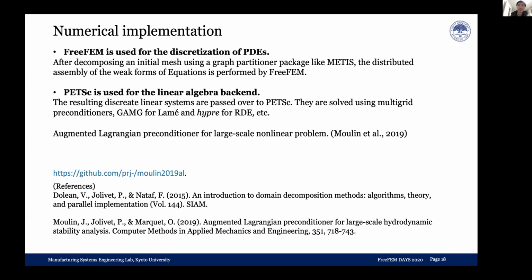They are solved using the multigrid preconditioners. For example, we use GAMG for solving elasticity and Hypre for solving the reaction diffusion equations. And for solving the large-scale nonlinear problem, such as Navier-Stokes, we are using the augmented Lagrangian preconditioner, which was proposed by Dr. Mullin in 2019. And this preconditioner is scalable to a problem size of up to 75 million unknowns on a supercomputer with 2,000 processes. And also it is an open source preconditioner available to the users.